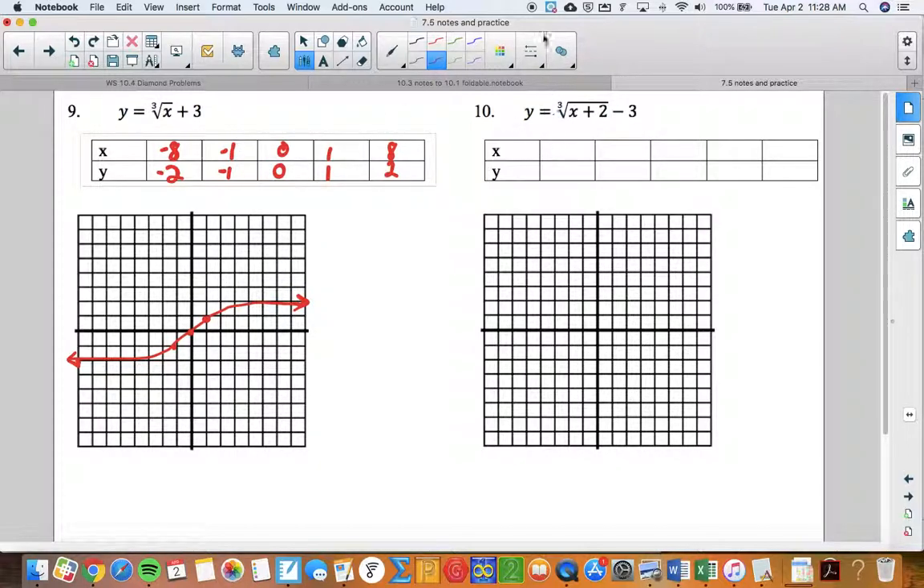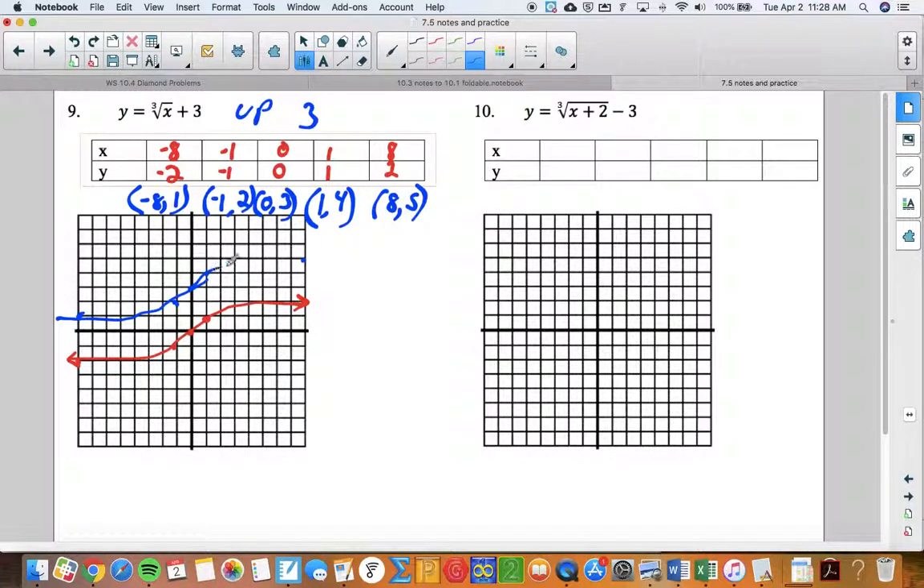So what's the shift going to be? The shift is going to send it up 3. So you could add 3 to the y's if you wanted to and call it (negative 8, 1), (negative 1, 2), (0, 3), and (1, 4), and (8, 5) if you'd like, or if you're more visual, just send them up 3 positions on the graph. Boom, boom, boom, boom, boom, and make a nice curve. Ooh, yeah. Okay.